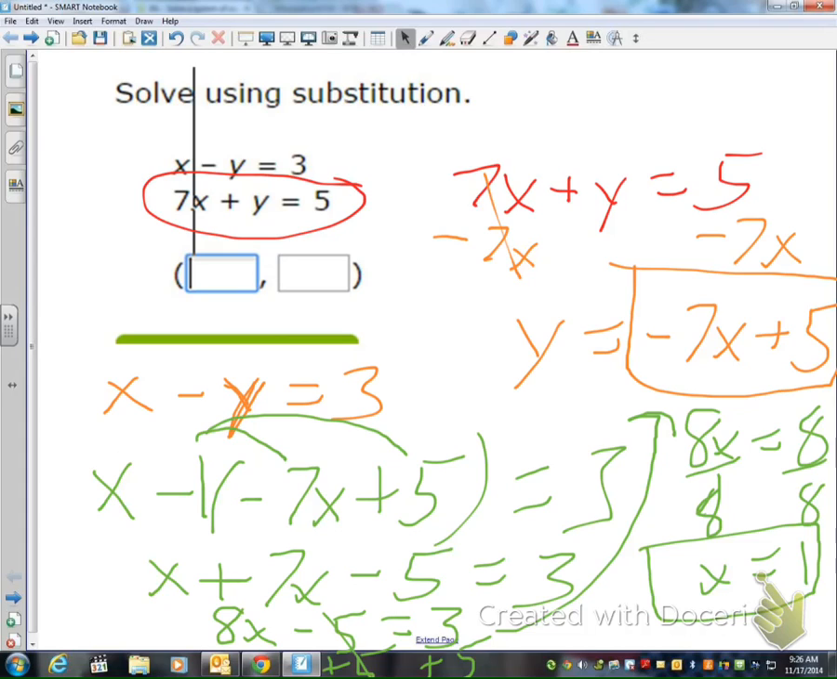Negative 7 times 1 is negative 7, plus 5 is negative 2, right? So let's write that down, just so we see. Negative 7 times 1 plus 5, oops, that's really messy, gives me negative 7 plus 5, which gives me negative 2. Anyway, my y value is negative 2, my x value is 1, which means my ordered pair is 1, negative 2.